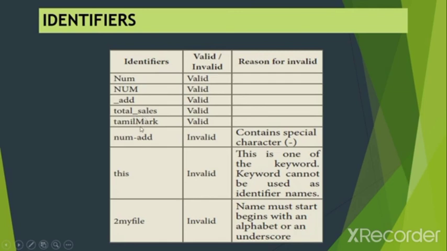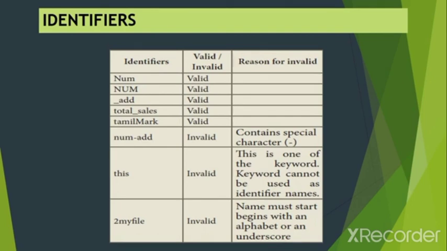Then Tamil mark. When two words come, to differentiate we can use a capital letter at the first letter of the second word, in between also. But remember one thing: whatever name you use, everywhere you use that variable you must use the same capitalization. If you change it there, it will not be considered; it becomes an unknown variable. So if you give capital M in Tamil Mark, wherever you use it, the M must be capital. So it is also valid.